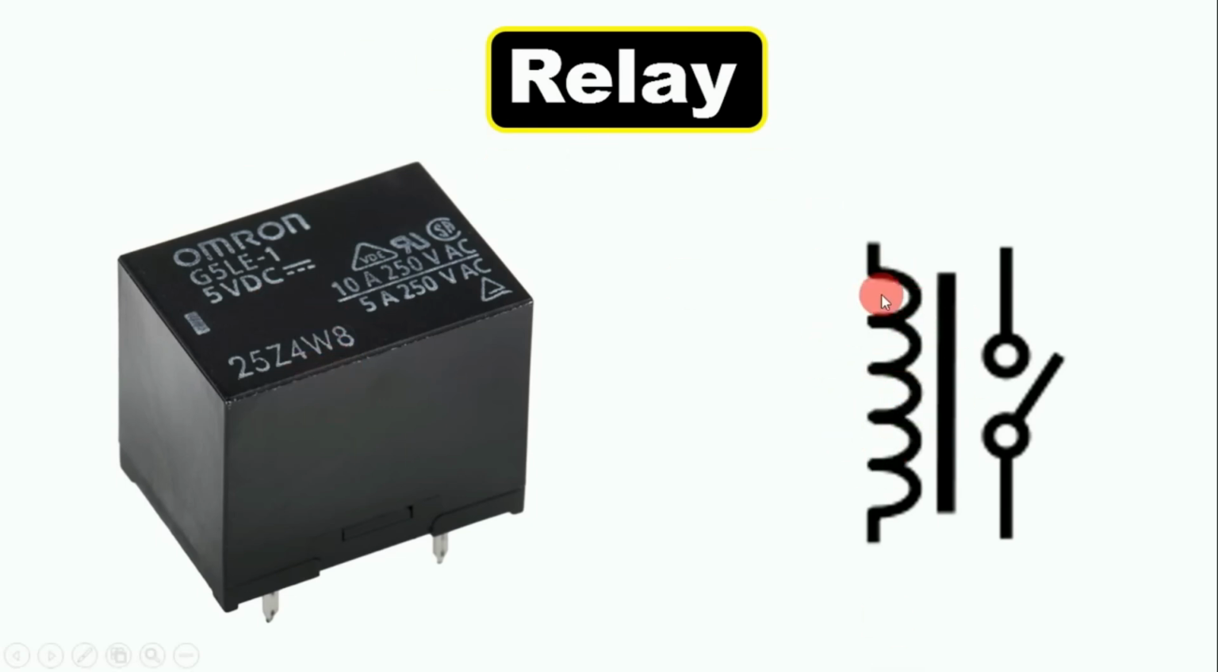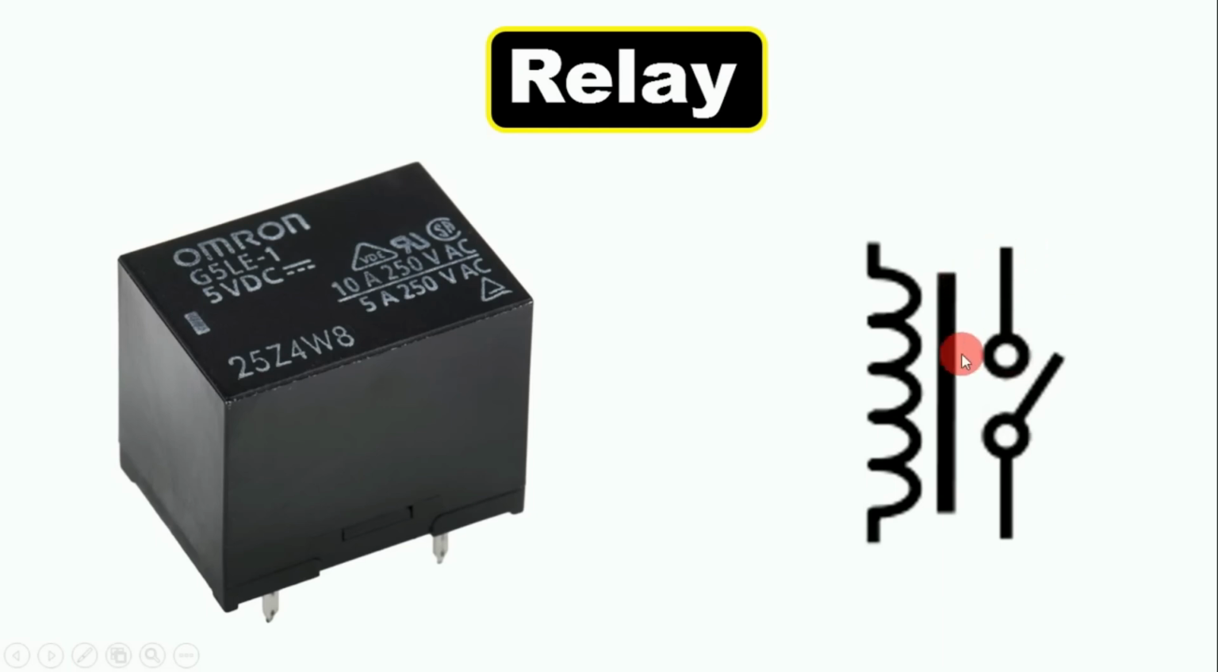To this coil, we have to provide an input power supply. This input power supply can be of low voltage also. Like here, the relay we have operates on 5 volt DC. This means that to this coil we have to provide a 5 volt DC power supply. Now when this coil receives the 5 volt DC power supply, the contact of this, I mean this portion, will operate, that is, switching will happen, or we can say this switch will turn on and off.